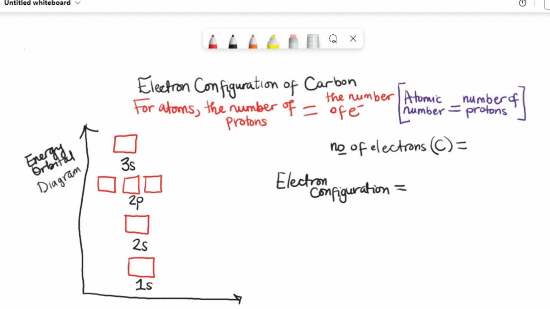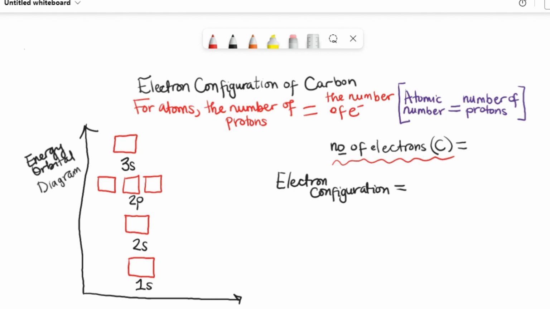Today we're going to be working on the electron configuration of carbon atom. The first thing you have to do anytime you're given an electron configuration question is to determine the number of electrons for that atom. In this case, we have to determine the number of electrons in carbon.